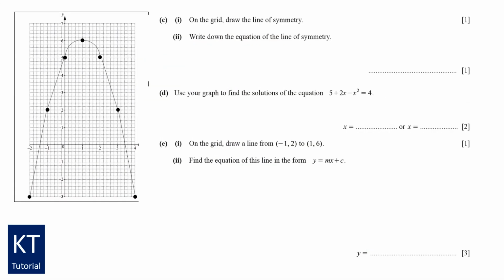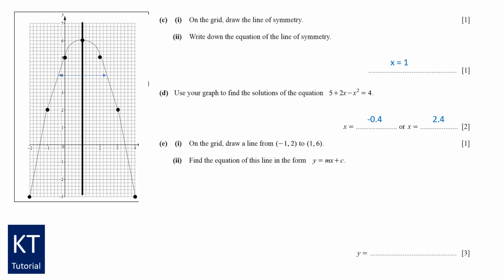Question 4c. On the green, draw the line of symmetry. This is the vertical blue line on the graph. Next, write down the equation of the line of symmetry. The vertical line is x equals 1. Next, use your graph to find the solutions of the equation. Here, you identify the value of x on the line when its y is 4.